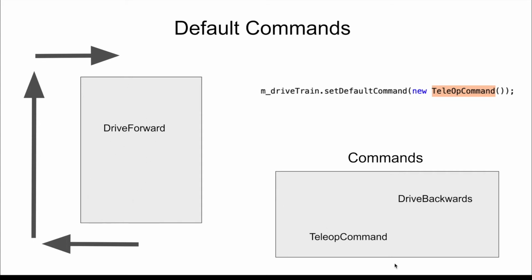Both drive forward and teleop command require the drivetrain subsystem, but when a command gets put on the scheduler, the default command gets taken off. So drive forward will run for a while, and then once that's finished, teleop command will come right back onto the scheduler because that's the default command. So the important thing to remember here is that there are these special things called default commands, which the subsystems set, and these are basically the commands that are running when no other command requires that same subsystem.